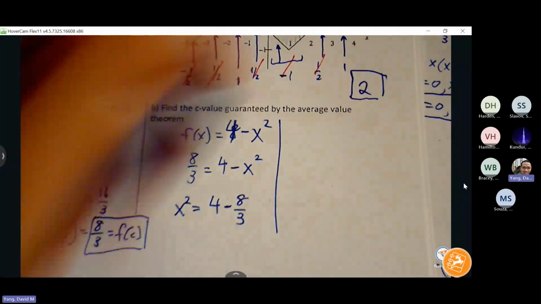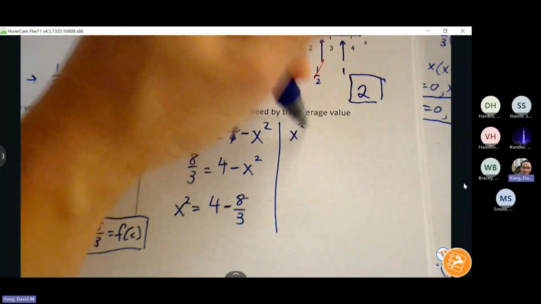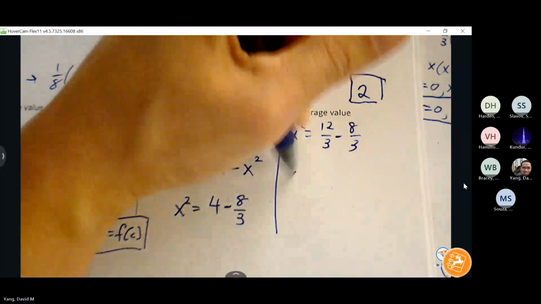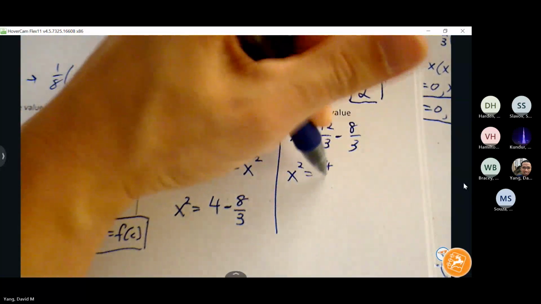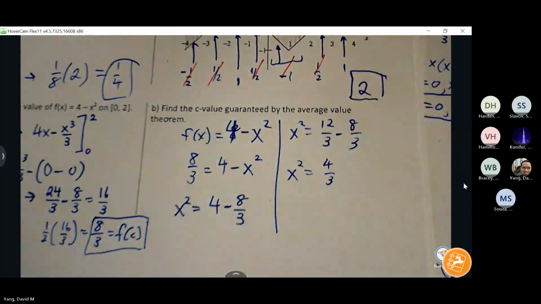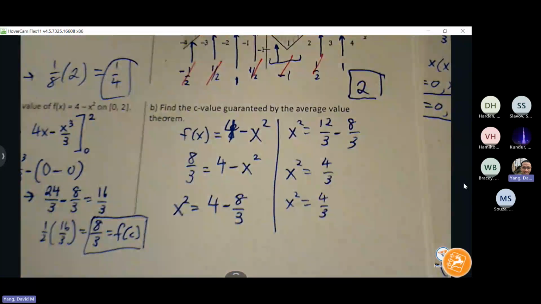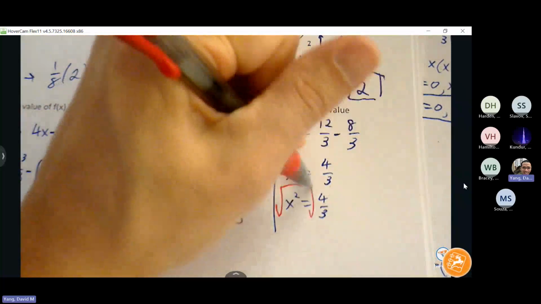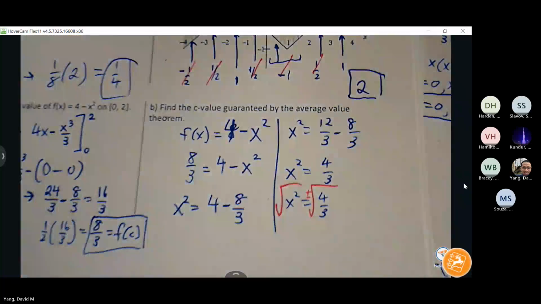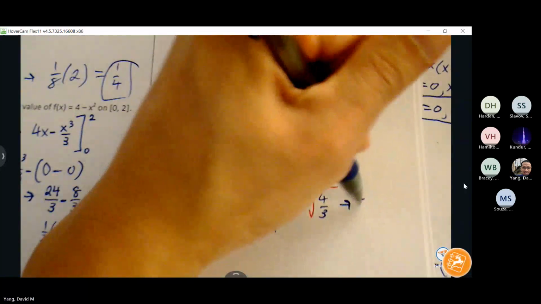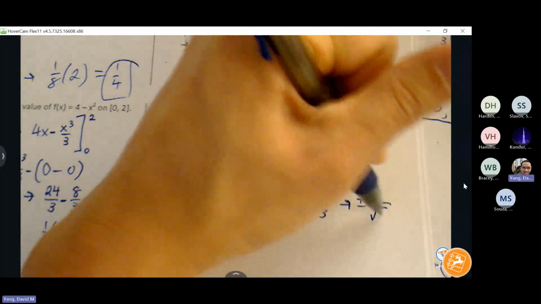Common denominator, 12/3. Take the square roots. Plus or minus shows up. Root 4 is 2 over root 3.